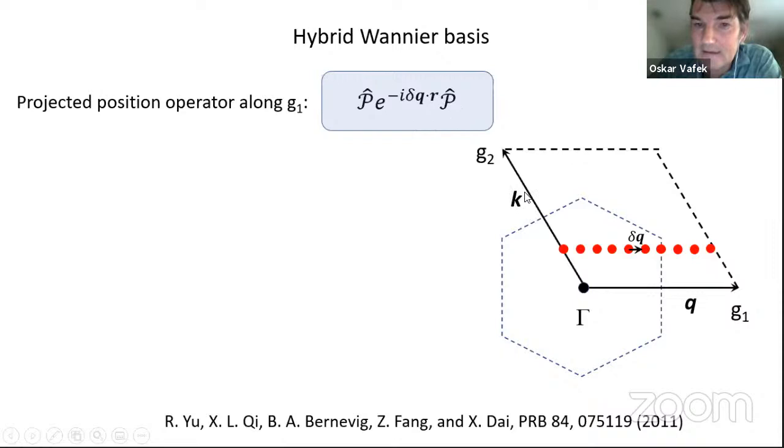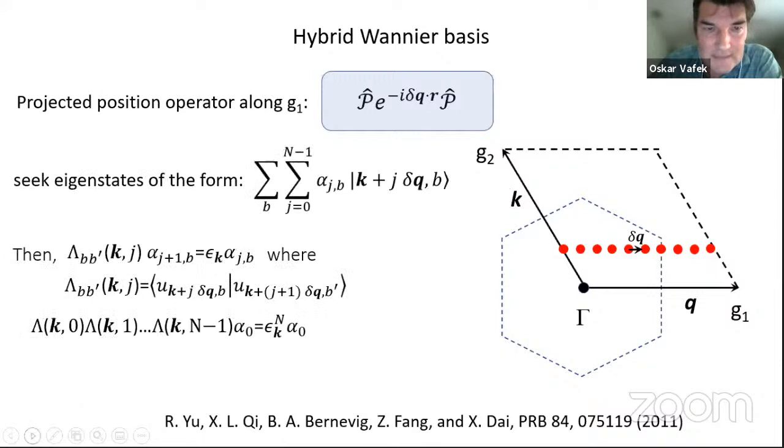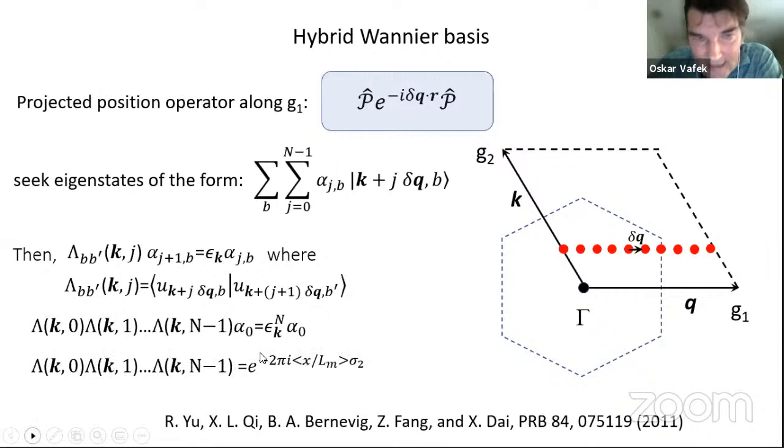Okay, so there's a procedure for how to do this. I'm not going to go through it in detail. I just like to point out that the eigenvalues are related to the expectation value of the position operator along this direction delta Q, in the units of the moiré period L_n. So these are the famous Wilson loops which were asked about and touched upon previously.